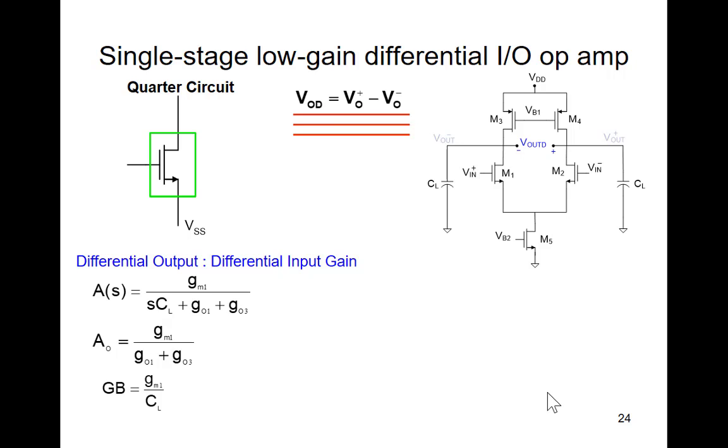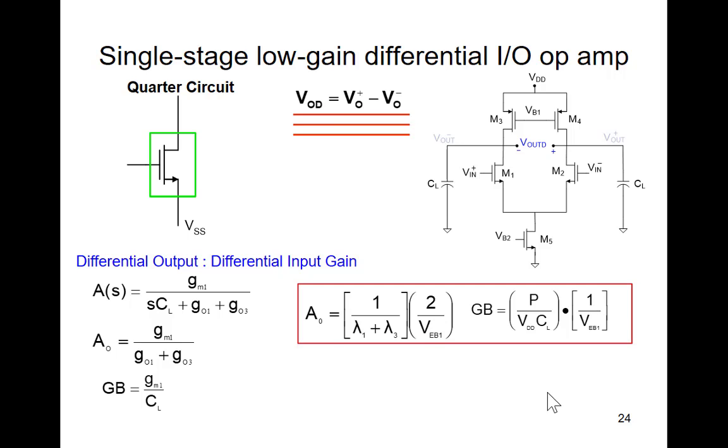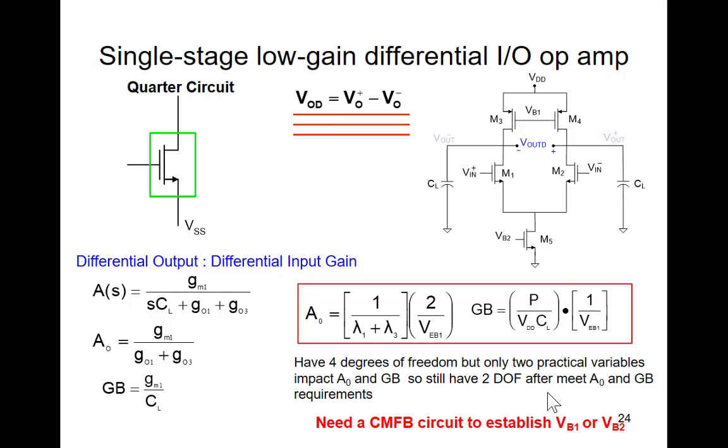If I look at the differential output, we saw that the gain doubled because it was symmetric. And so these are the design equations for the differential output. Still has 4 degrees of freedom. We could again use the same practical parameter domain to design the fully differential circuit.